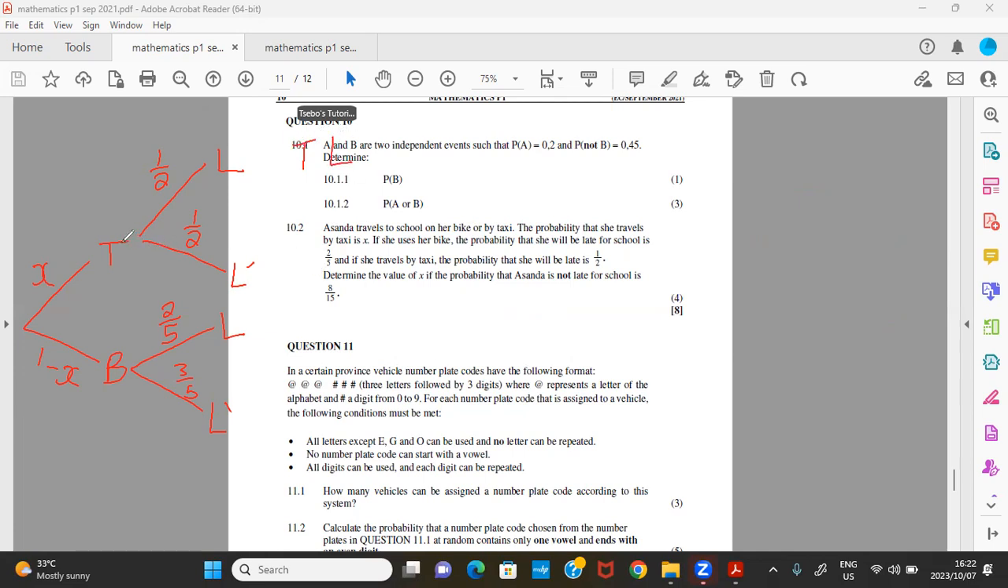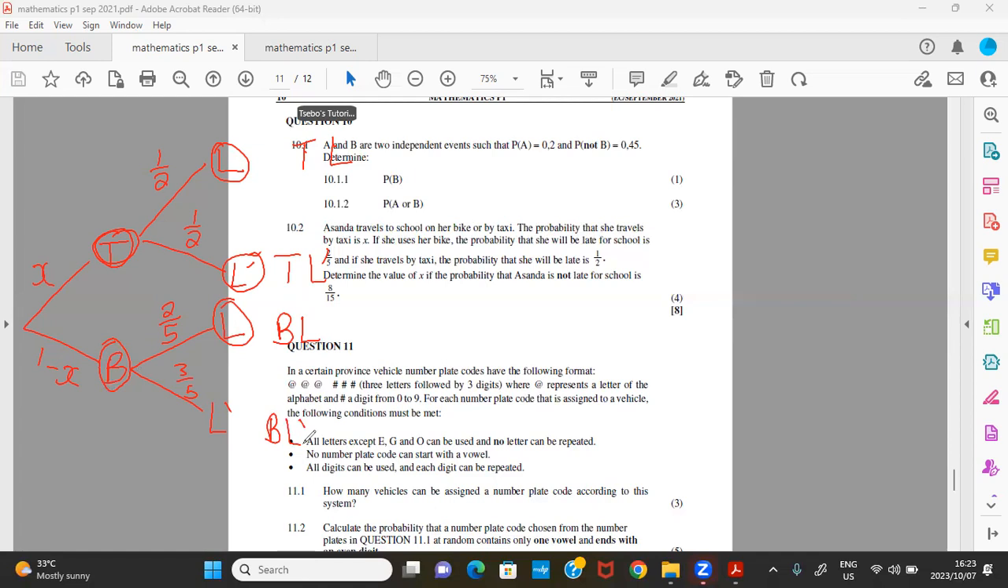So it's basically when she uses a taxi and she's late, that's TL, right? And here we will have what? When she uses a taxi and she's not late, it will be T and not late. Right? When she uses a taxi and she's not late. Then here we will have when she uses a bike and she's late. So it will be a bike and late. Then lastly, we will have when she uses a bike and she is not late.